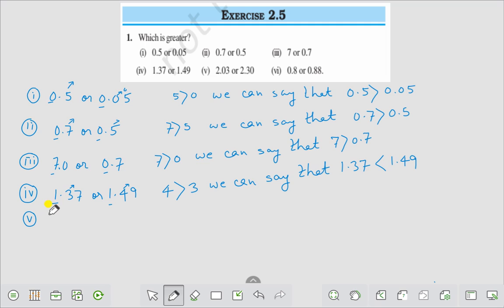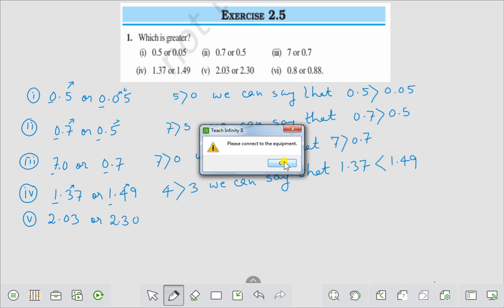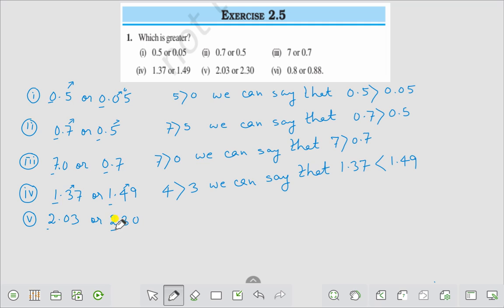Now question number 5 is 2.03 or 2.30. Here you see in the ones place both the numbers are the same. Here it is 2, here it is 2. But in the tenth place it is 0 and here in the tenth place it is 3. Since 0 is less than 3, we can say that 2.03 is less than 2.30, right?